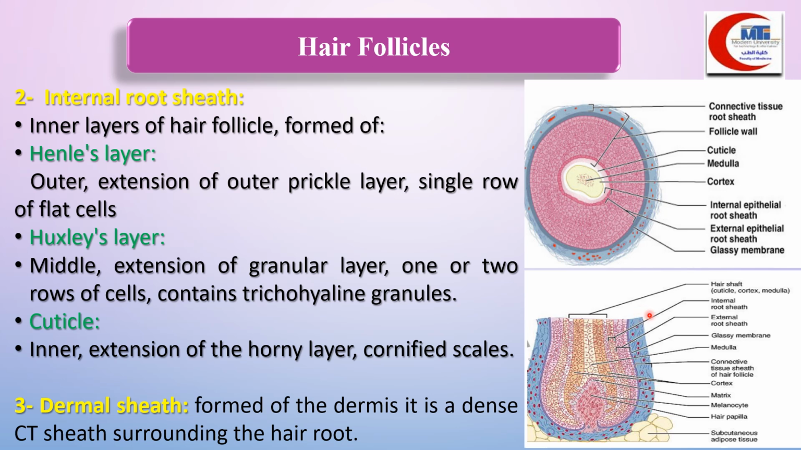The dermal sheath is formed of the dermis, as we mentioned, as it is a dense connective tissue sheath surrounding the hair root. And this part is the hair papilla and the germinal cells in this part, and this part is called the matrix of the hair.